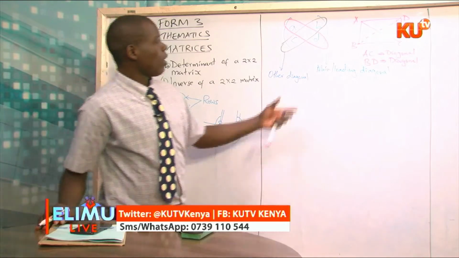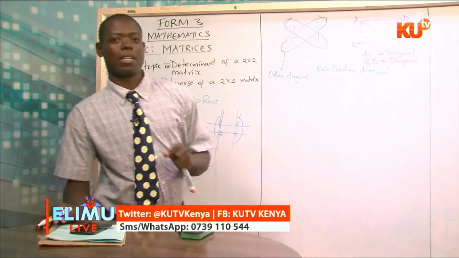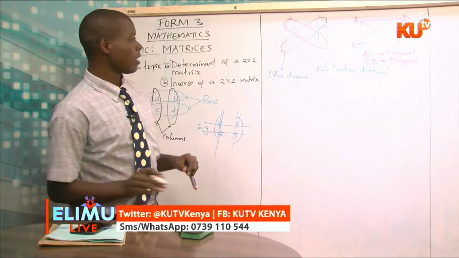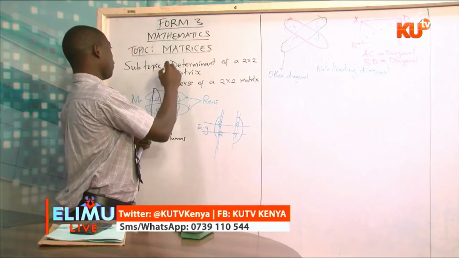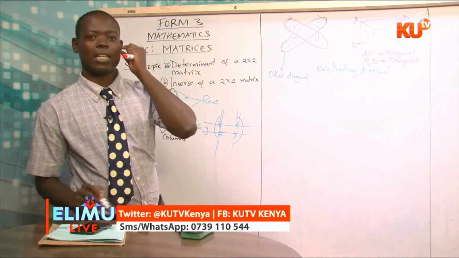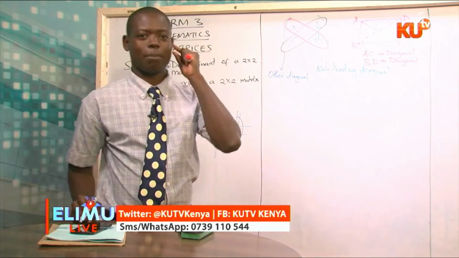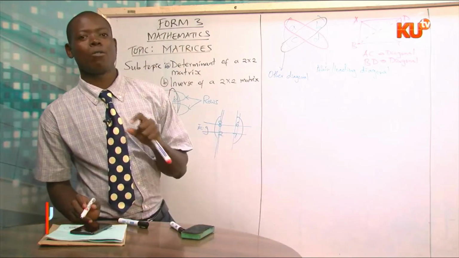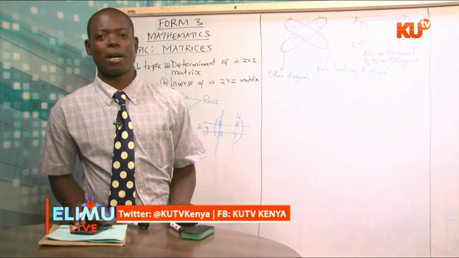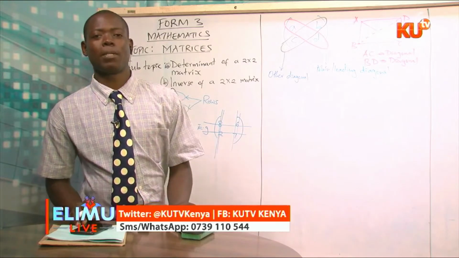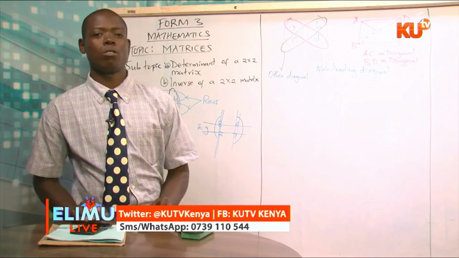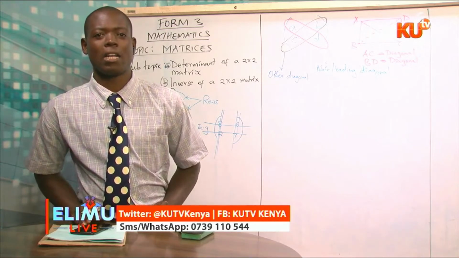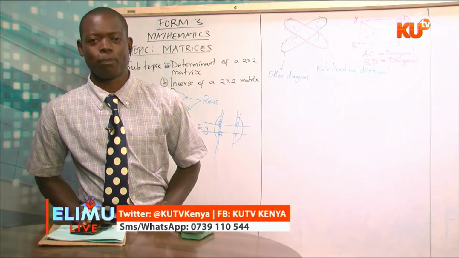Why do we need to know about the diagonals? It is important to know because the understanding of our first element, the determinant of a matrix, is based on how to identify the diagonals of matrices. And we are specific that we are going to do matrices that are of order 2 by 2.